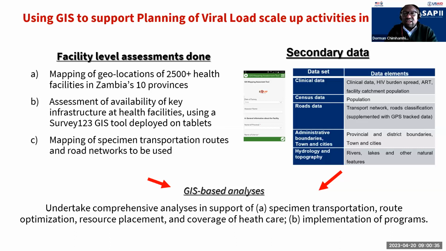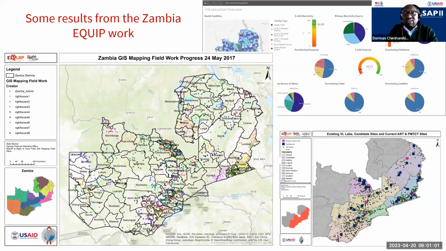And for us to be able to do that, there were a number of GIS data sets which you see on the right in blue: clinical data, census data, roads data, admin, hydrology, and topography. A tool was then developed, which you see in the middle there, which was placed in the hands of field workers who went around in the 10 provinces and mapped all the 2,500 facilities. And this was done to actually answer a specimen movement question.